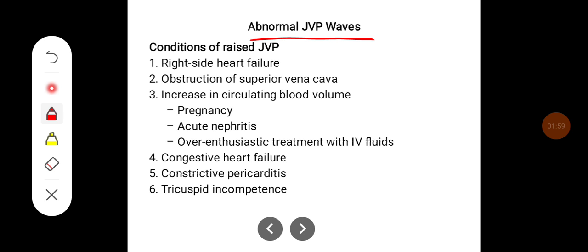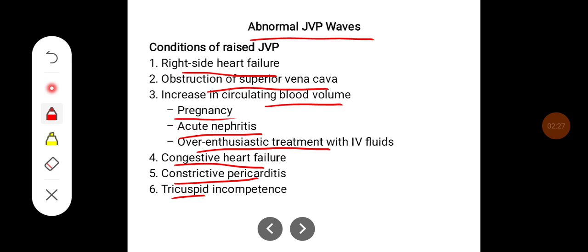Abnormal JVP waves: the conditions wherein there is a raised JVP, that is it can happen in right-sided heart failure, if there is obstruction of the superior vena cava, or if there is any increase in the circulating blood volume because of pregnancy or acute nephritis, or over enthusiastic treatment with IV fluids. It can also occur with congestive heart failure, constrictive pericarditis and tricuspid incompetence.